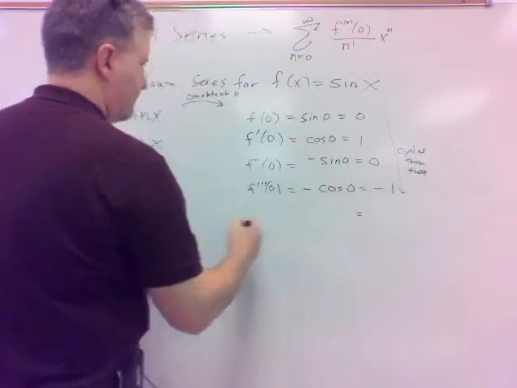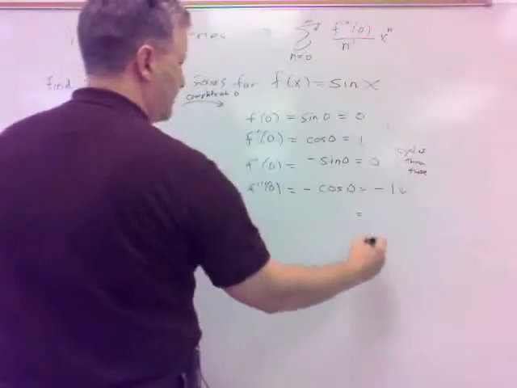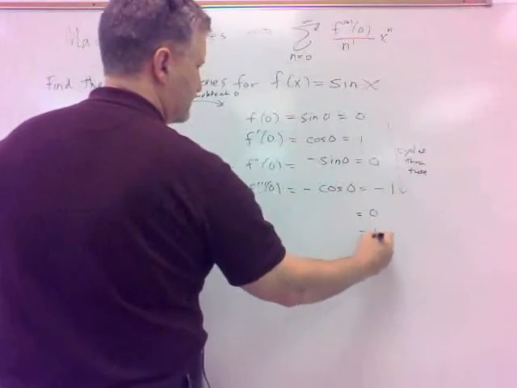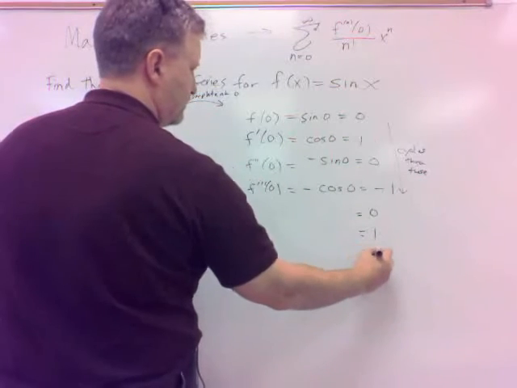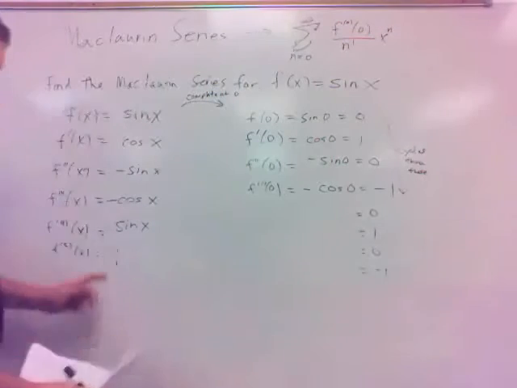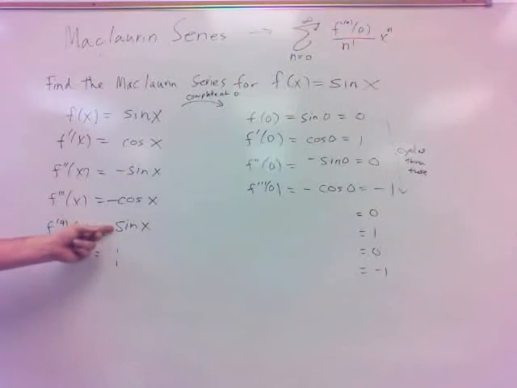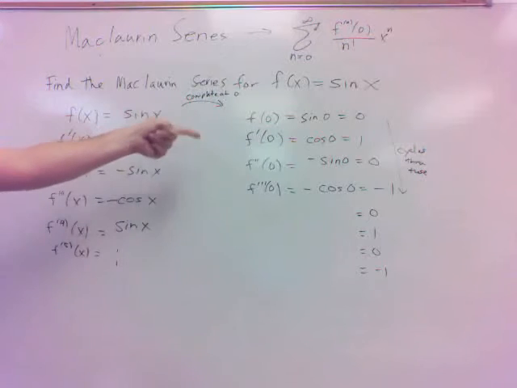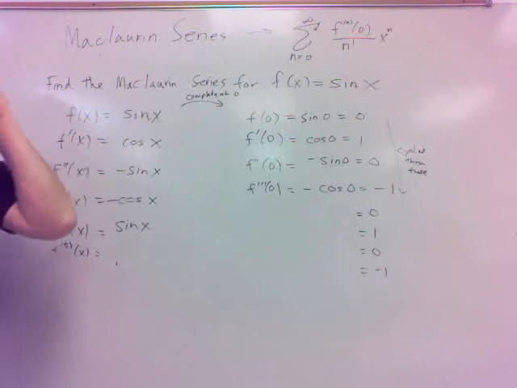Because won't the fourth derivative be the same as the first one? Fifth derivative will be the same as the second one, because our pattern has just started again, right? At the fourth derivative, it's back to sine, so it would be 0, 1. All right, so that's our pattern.